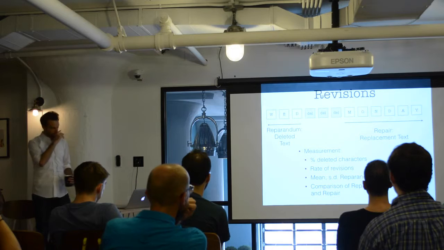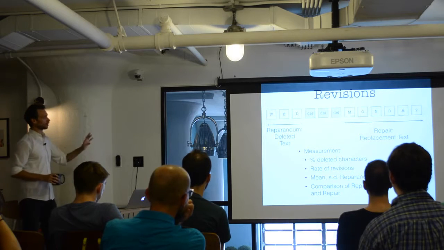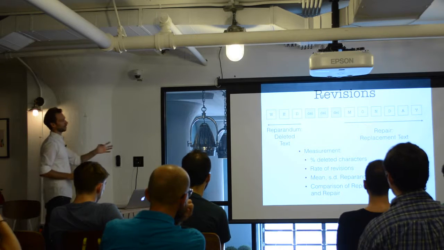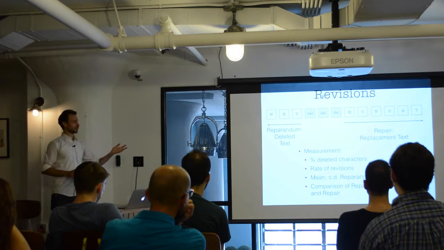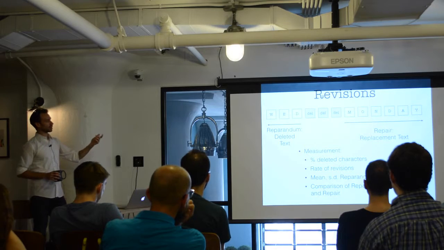So just for context of what we're doing, we're going to talk about revisions in typing using phrasing that comes from disfluencies in speech, where we have a reparandum, which is the deleted text. Here are these 3 keystrokes corresponding to WED. Then we have a number of delete characters, which clear out that WED, and then type Monday, and that's going to be the repair. We're going to measure a few different things here: the percent of deleted characters in an answer, the rate of revisions overall, the length of the reparandum, the mean and standard deviation, and then comparison of the text between the two.